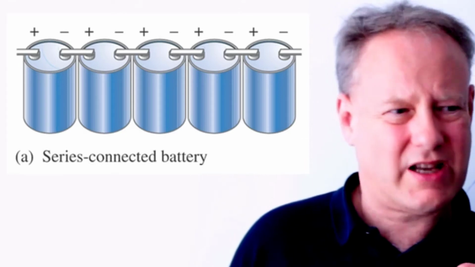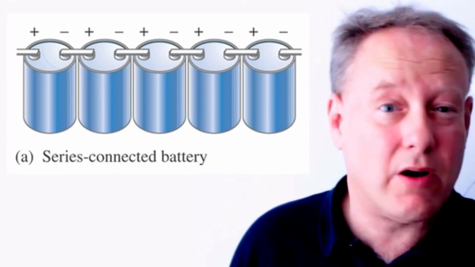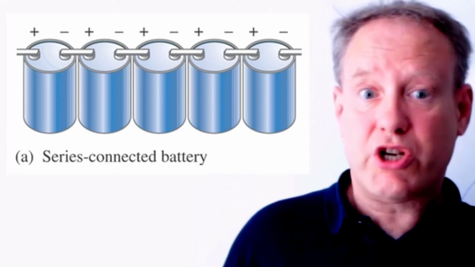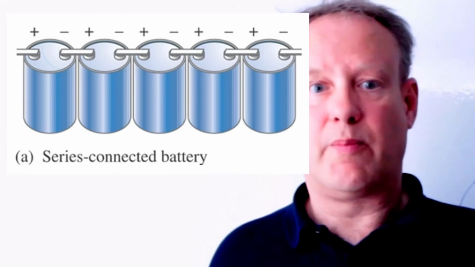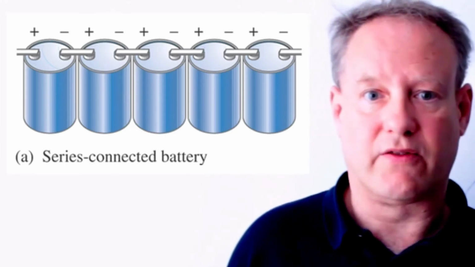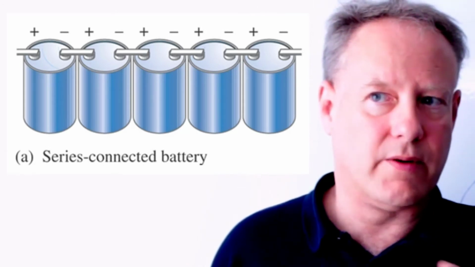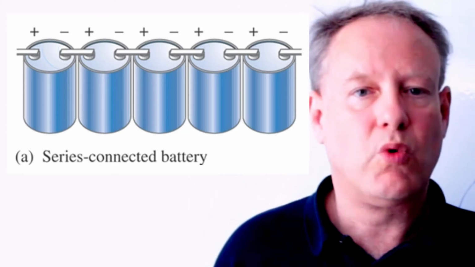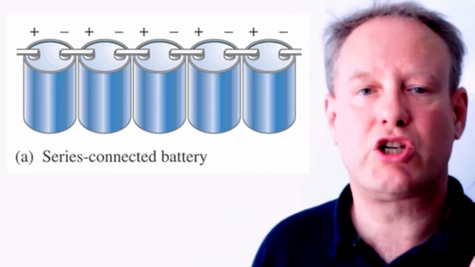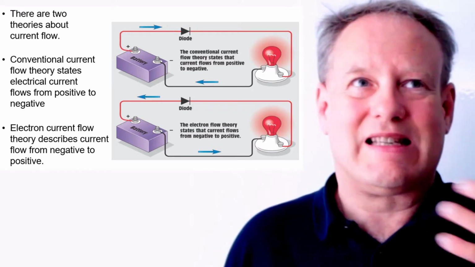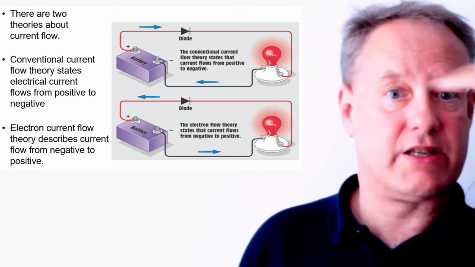But there's an electrochemical process going on, which actually creates that force and pushes those electrons out of the battery. And they go from positive to negative, right? Well, we'll just pretend they do. They actually go from negative to positive. But what we have is something called the conventional current flow. Conventional current flow is where we say that the electrons go from positive to negative.